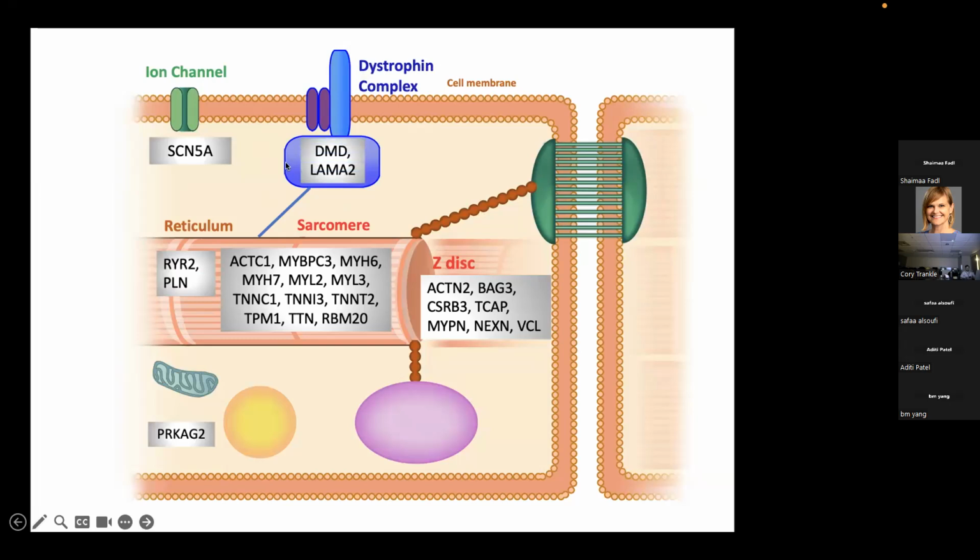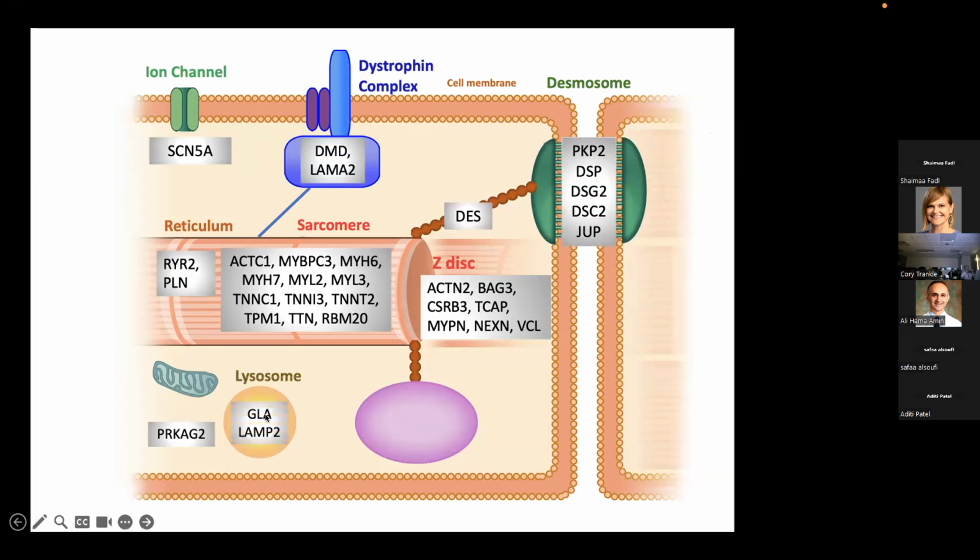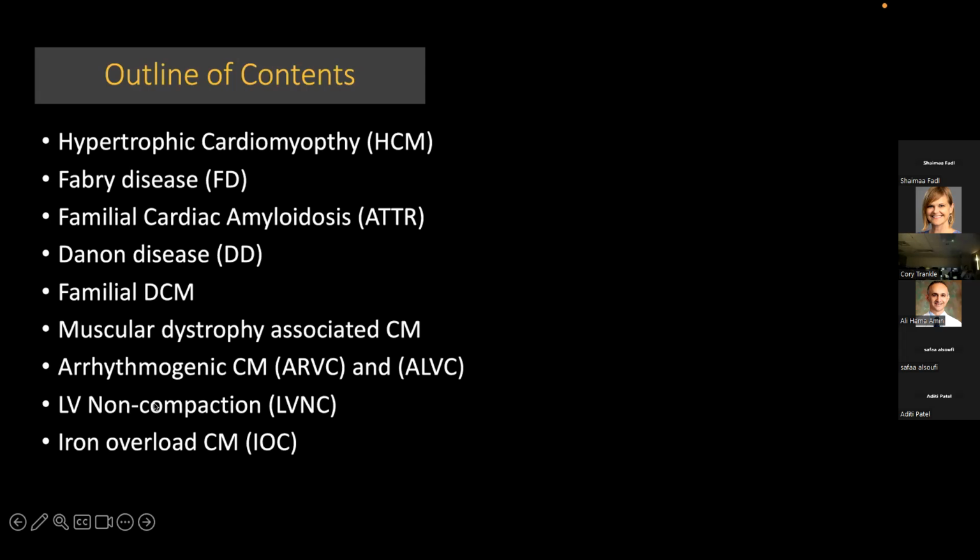This is the dystrophin complex, with abnormalities that you can see associated with Duchenne muscular dystrophy. The desmosome proteins, if there is disruption of the genes encoding for these proteins, you will see that associated with arrhythmogenic cardiomyopathy. Lysosomal proteins, like in patients with Fabry disease and patients with Danon disease. Nuclear proteins, like in patients with myotonic dystrophy. We will do a quick, basic revision of most of these diseases.